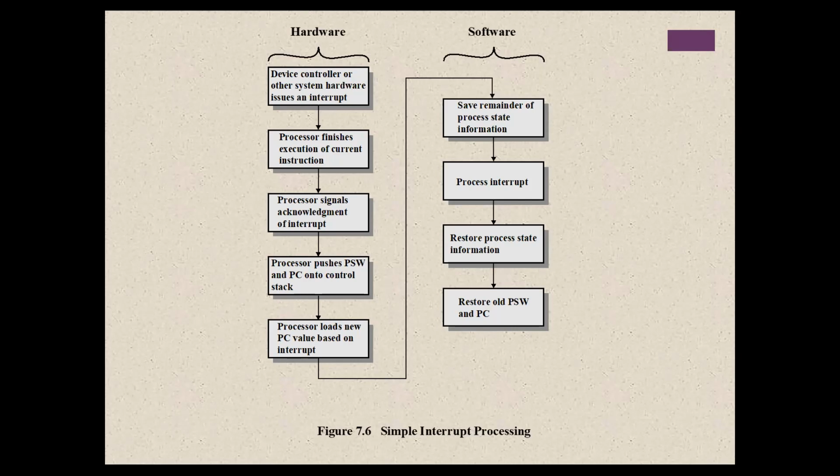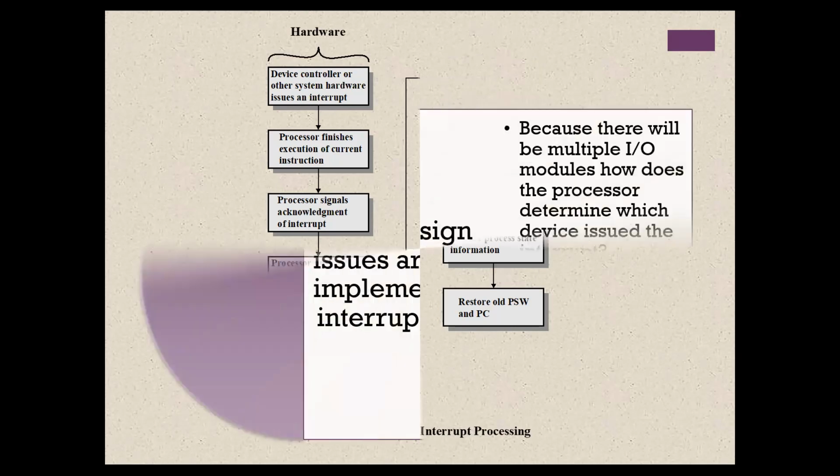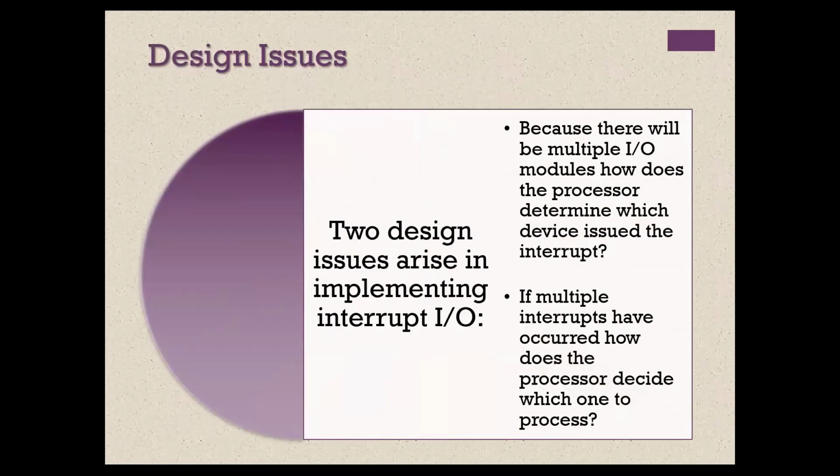Okay. Now we look at some design issues. Two design issues arise in implementing interrupt IO. First, because there will almost invariably be multiple IO modules, how does the processor determine which device issued the interrupt in question? Secondly, if multiple interrupts have occurred, how does the processor decide which one to process?